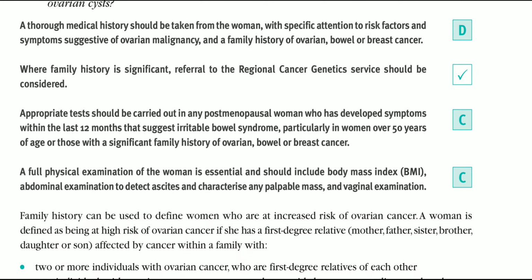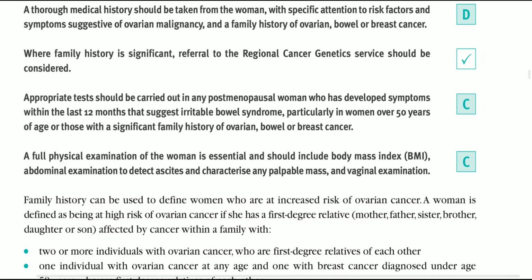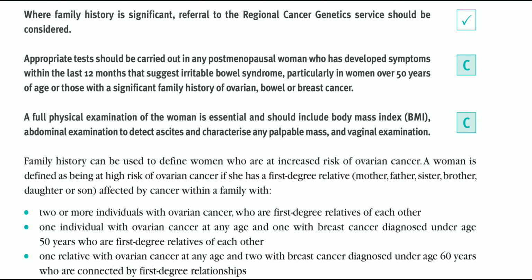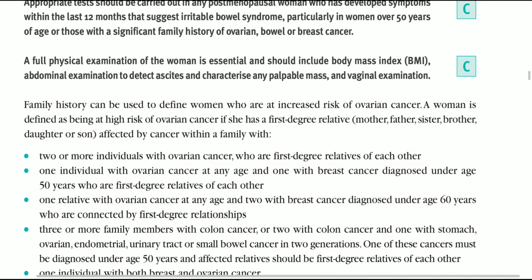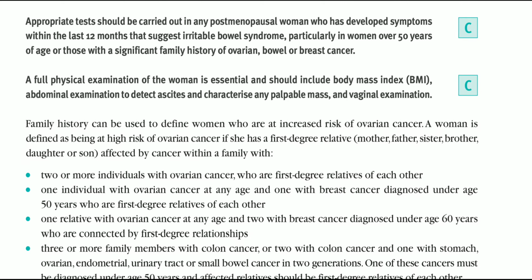Appropriate tests should be carried out in the postmenopausal woman who has developed symptoms within the last 12 months that suggest irritable bowel syndrome, particularly in women over 50 years of age, or those with a significant family history of ovarian, bowel, or breast cancer. A full physical examination of the woman is essential and should include BMI, abdominal examination to detect ascites and characterize any palpable mass, and vaginal examination. So we have to do general physical examination, abdominal examination, and vaginal examination. We have to assess the size of the mass by examination if we can, and detect whether ascites is present or not.